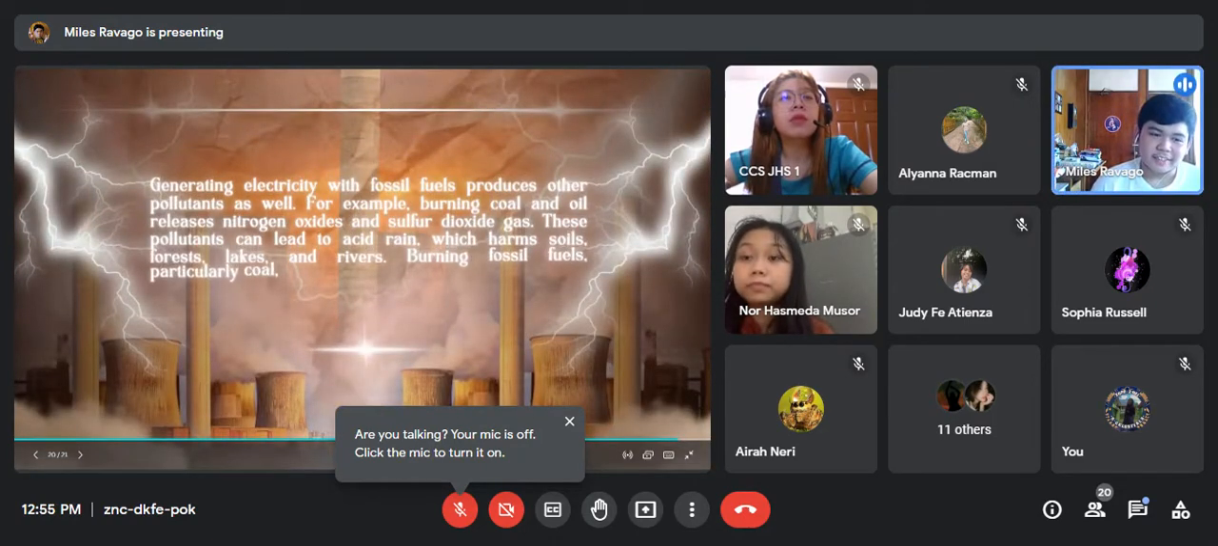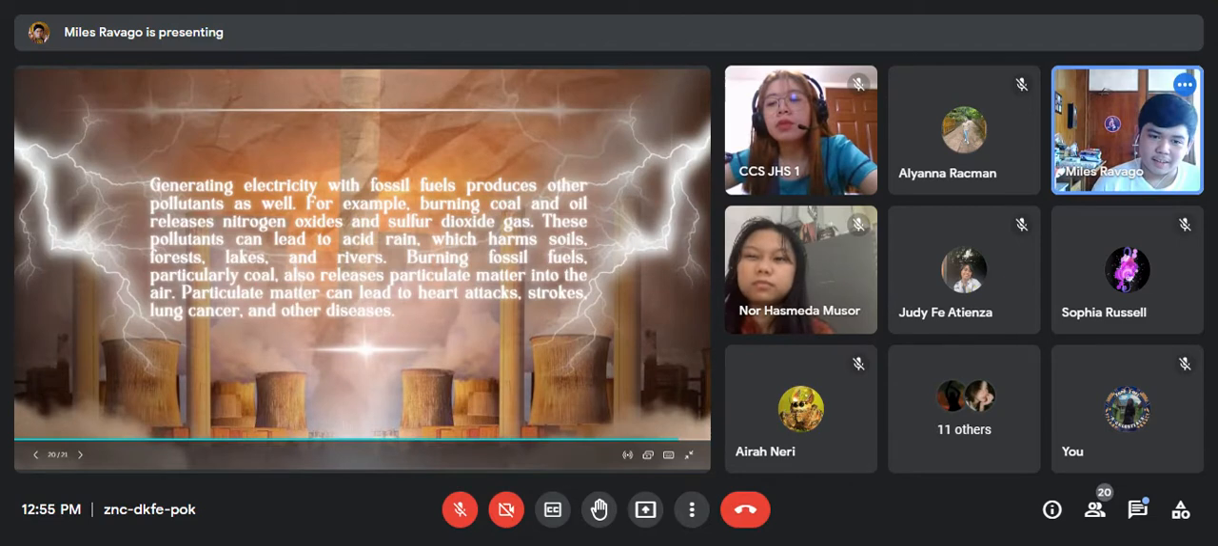Generating electricity with fossil fuels produces other pollutants as well. For example, burning coal and oil releases nitrogen oxides and sulfur dioxide gas. These pollutants can lead to acid rain, which harms soils, forests, lakes, and rivers. Burning fossil fuels, particularly coal, also releases particulate matter into the air. Particulate matter can lead to heart attacks, strokes, lung cancer, and other diseases.